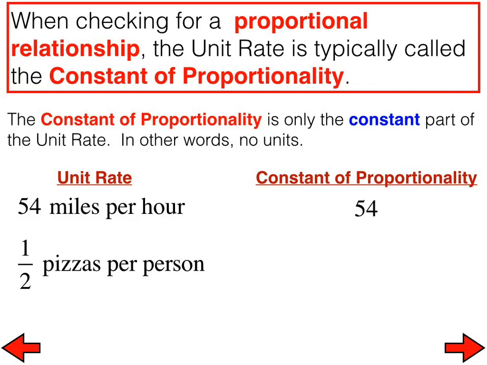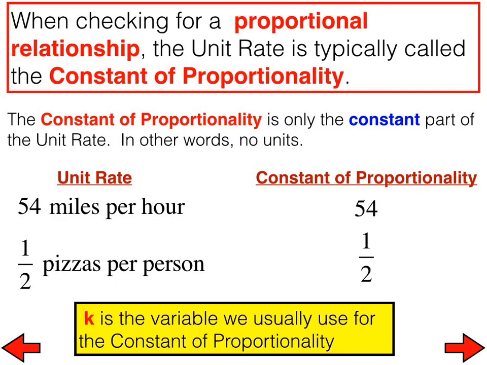All right, so once again, in 1/2 of a pizza per person, the constant of proportionality is the numeric part, or 1/2. And like many things in mathematics, we use a specific variable to represent it. Usually for the constant of proportionality, we use the letter K. So, one more time, you've got something you need to fill in your notes. K is the variable we usually use for the constant of proportionality.